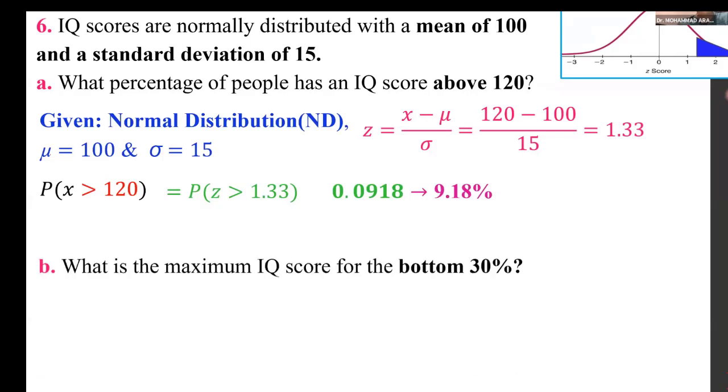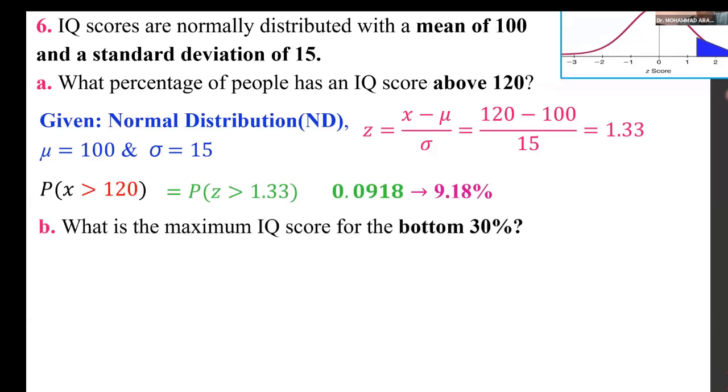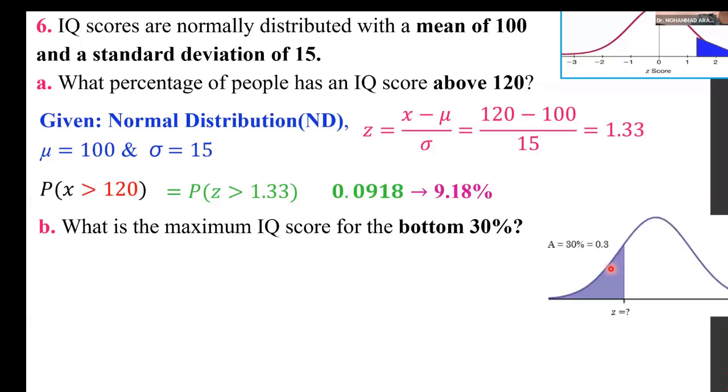In this case, what is the maximum IQ score for the bottom 30%? That means the area to the left is 0.3. So start with the graph. Here's a normal distribution. Put 0.3 on the left side. Again, it doesn't have to be perfect. Just remember, right in the middle, we have half and half, 0.5 and 0.5. So to the left of this value is 0.3 or 30%.